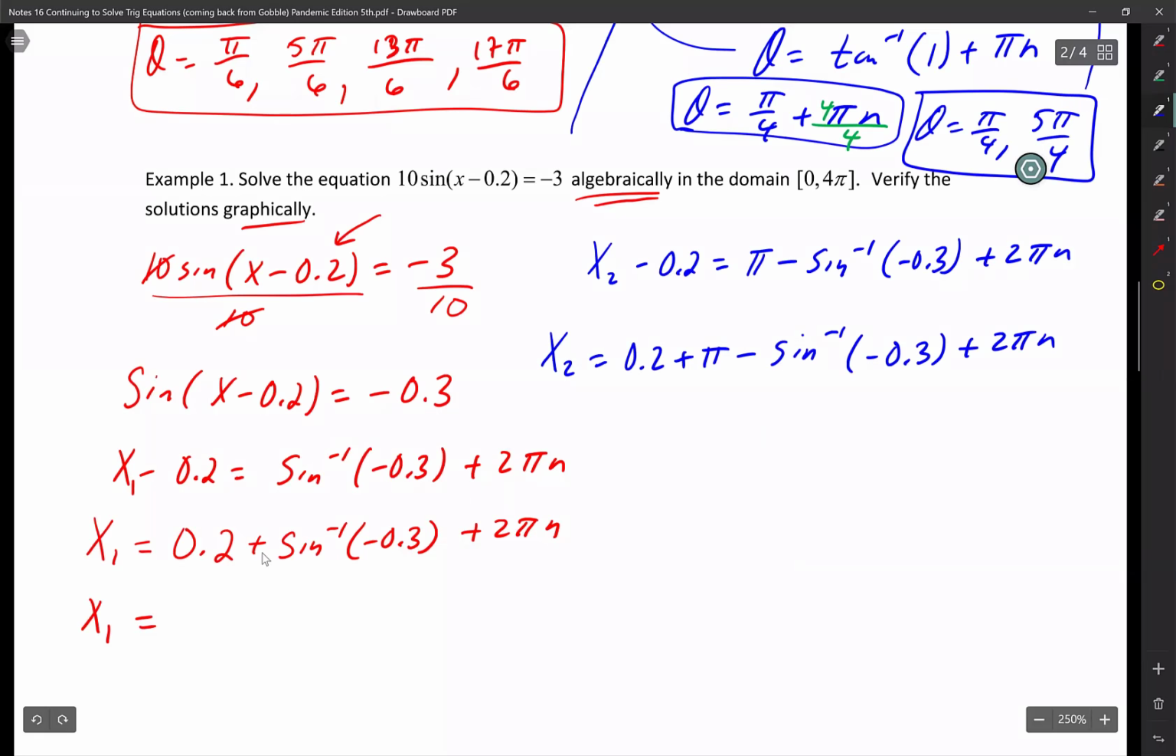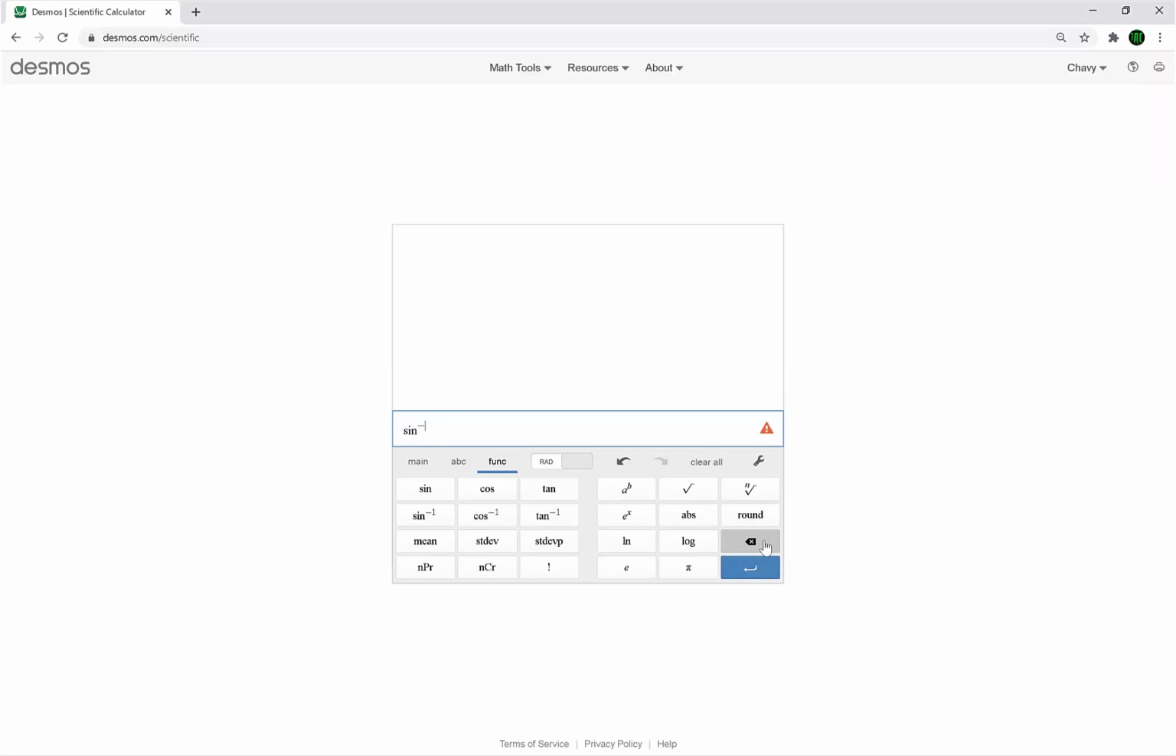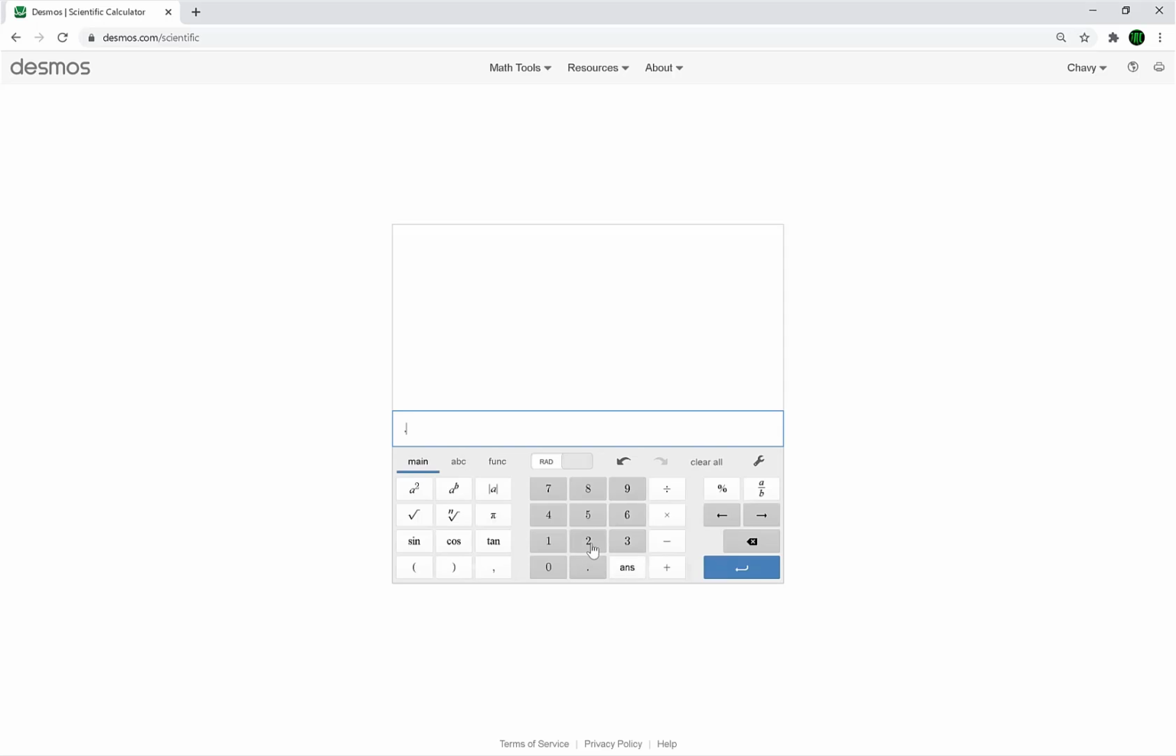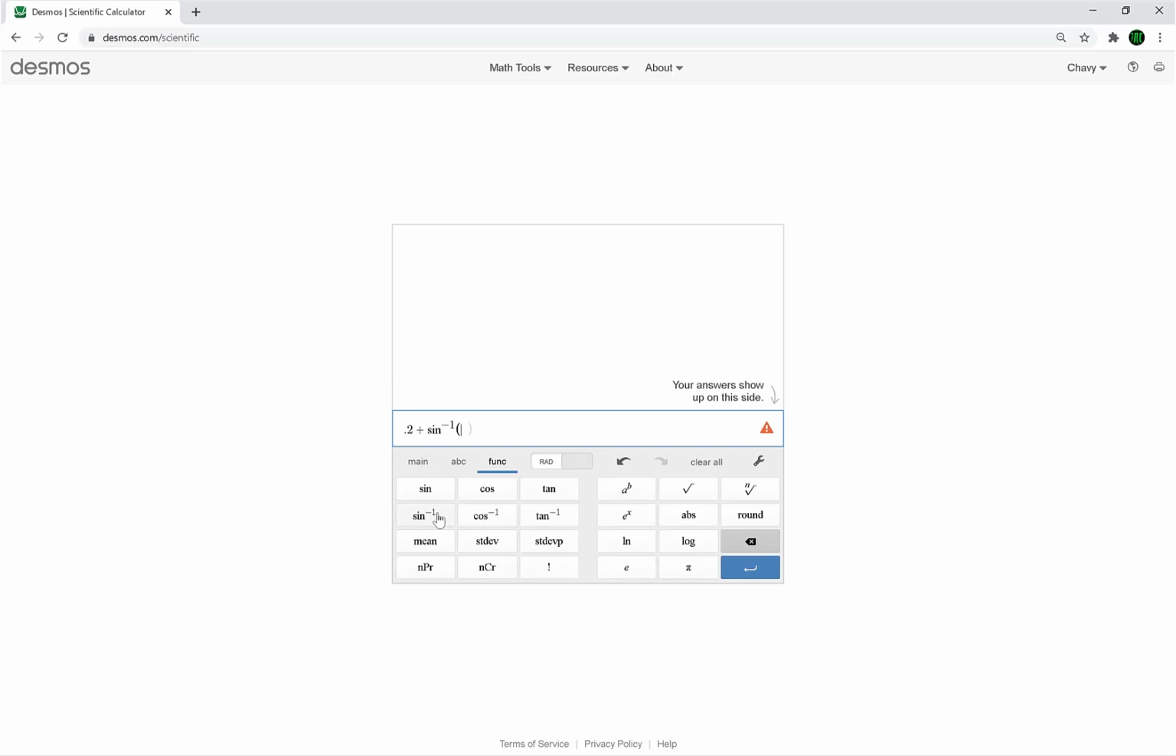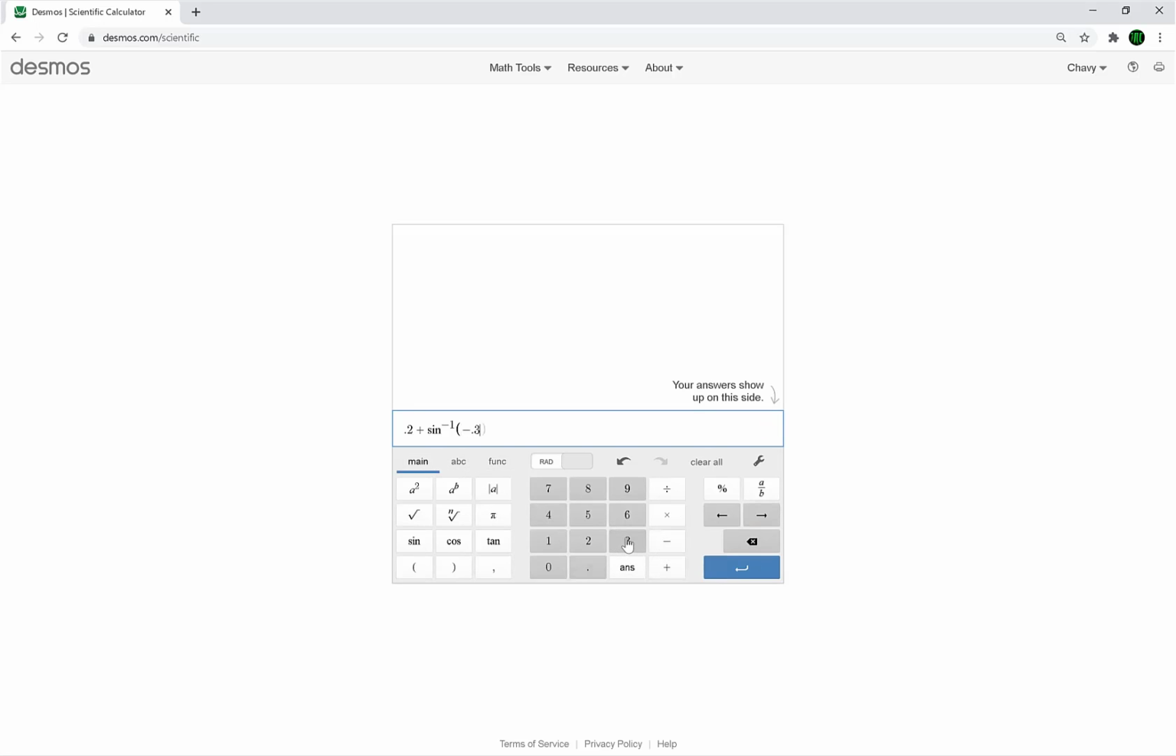Let me go back. Yep, 0.2 plus arc sine. So I'm doing the one in red. So here we go. So let me clear that out. 0.2 plus arc sine. And then inside of arc sine is negative 0.3, right? So there it is. Write that number down.